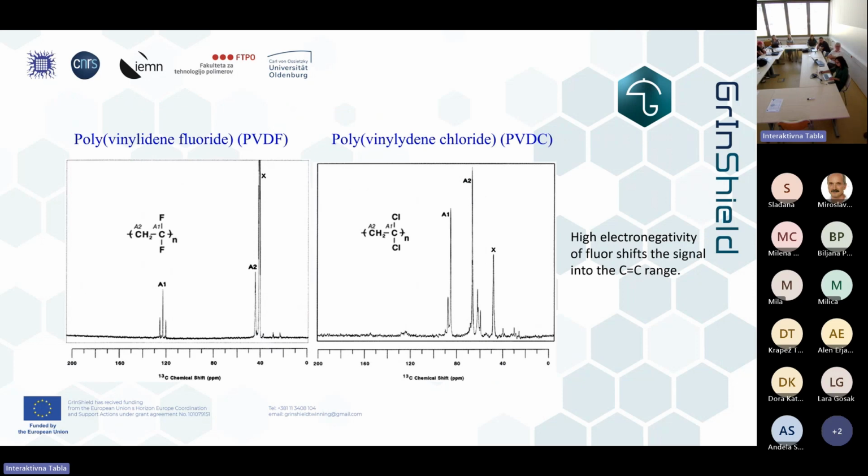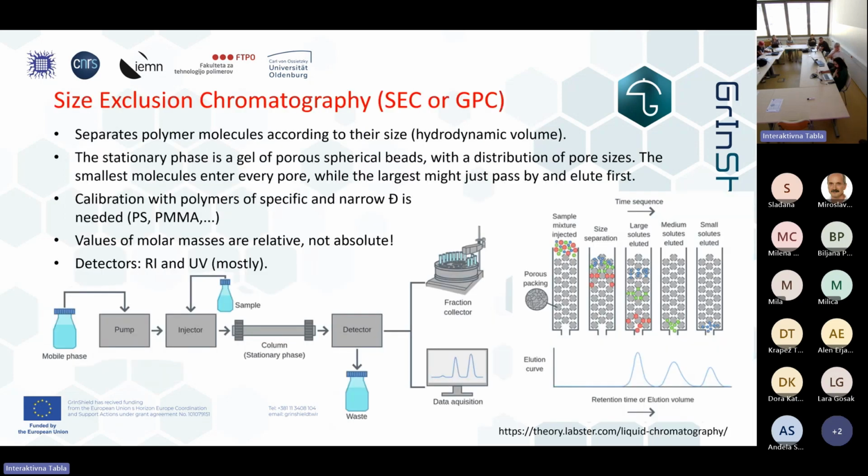Here I wanted to show you how the high electronegativity of fluorine in polyvinylidene fluoride shifts the signal towards higher chemical shifts. Here at 120, we see the signal of this carbon, and this is actually the region where we usually expect double bonds. But it's not a double bond, it's because of the high electronegativity of fluorine.